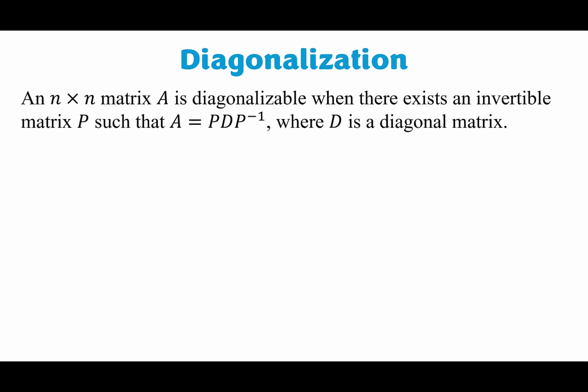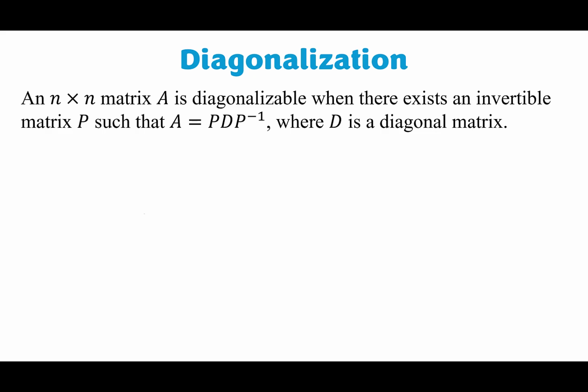All right, now we're ready to talk about this idea of diagonalization. What is diagonalization? Well, an n by n matrix, so a square matrix, A, is diagonalizable when there exists an invertible matrix P such that A equals P times D times P inverse, where D is a diagonal matrix. In other words, we can rewrite our matrix A as a product of 3 matrices, and the middle matrix is a diagonal matrix, and the right matrix is the inverse of the leftmost matrix.